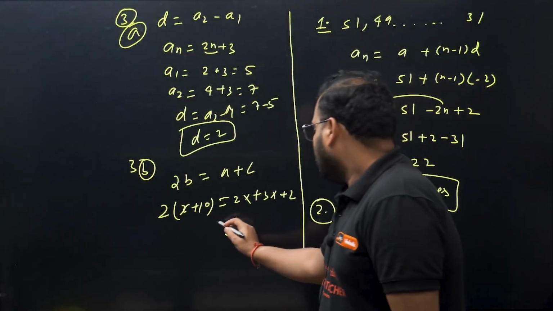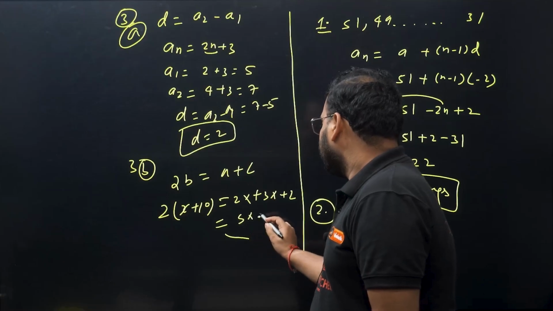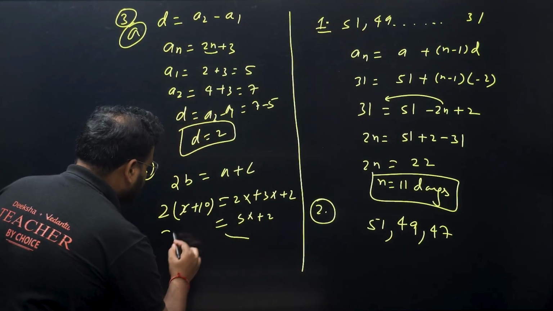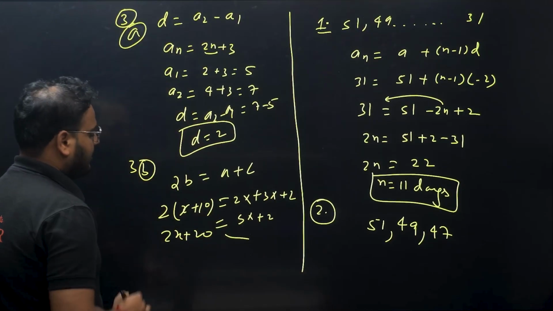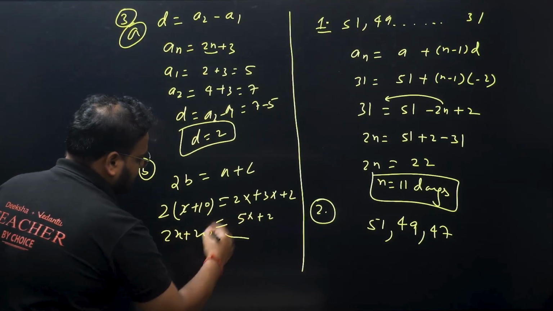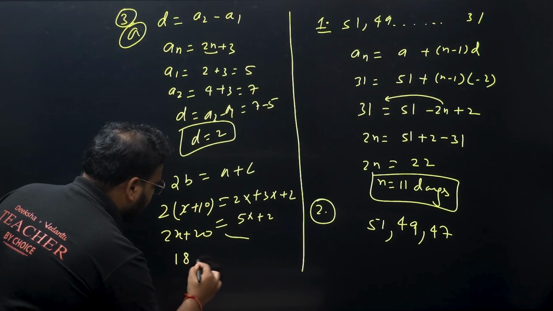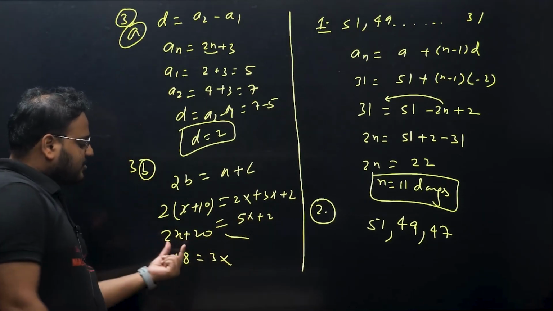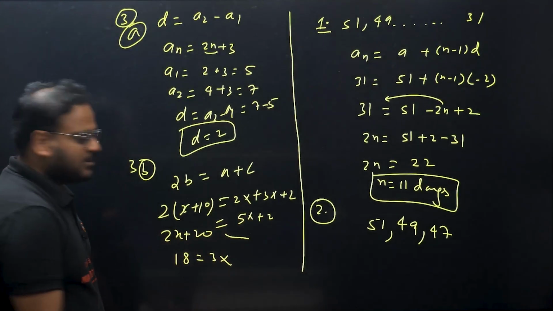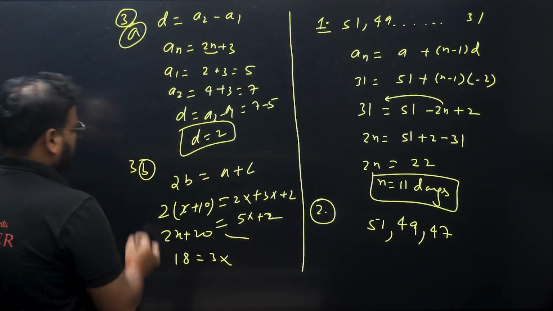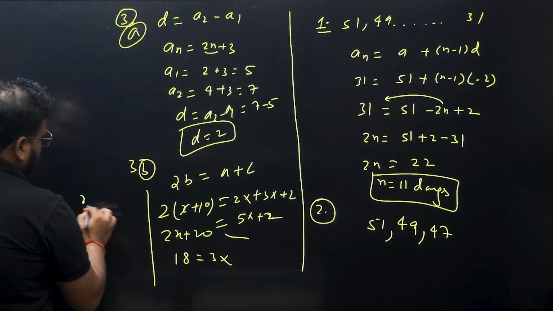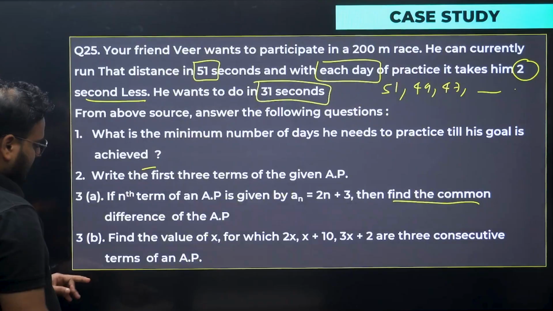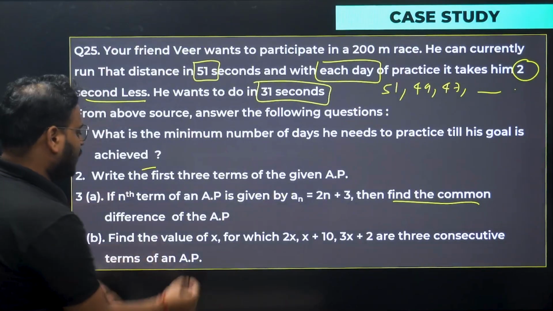Have a look. I'm getting 5x plus 2 on this side, and this side is 2x plus 20. This is 5x, so I'm going to move this. I'll have 18 here, since 20 minus 2 is 18, and 5x minus 2x is 3x. Cross-check: this is nothing but x equals 6. So you have the answer here. What are they asking? Find the value of x, right?